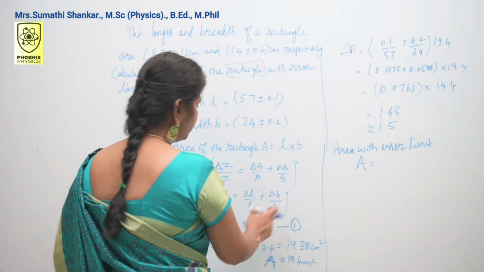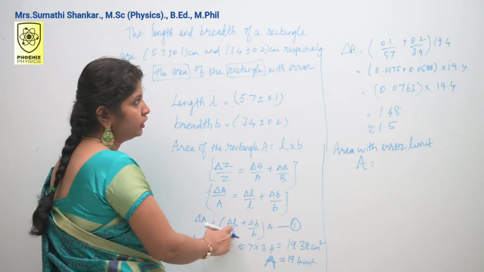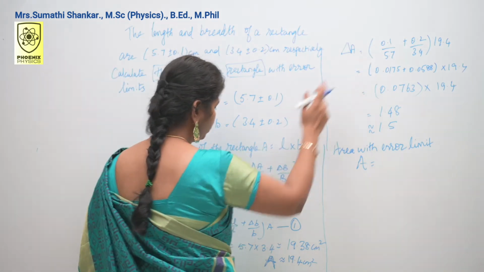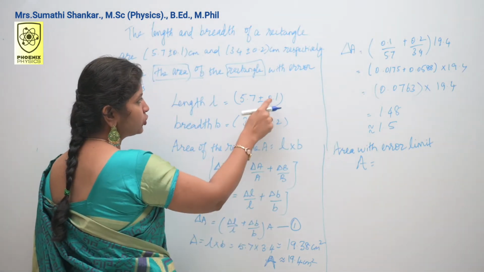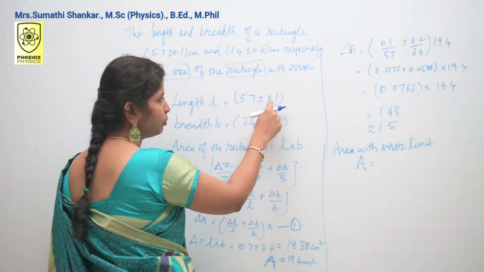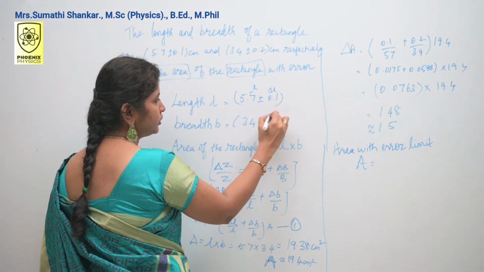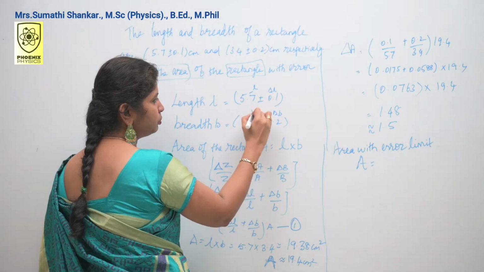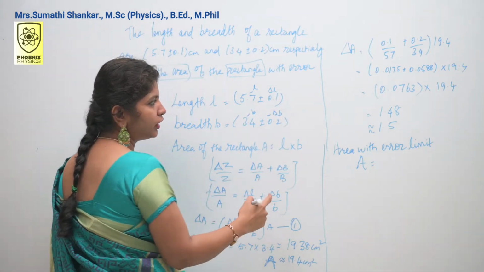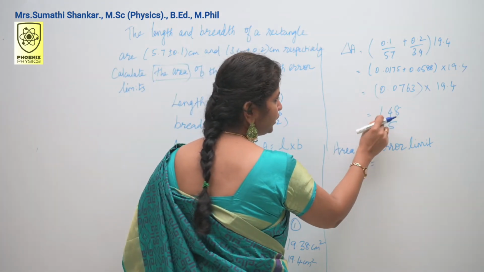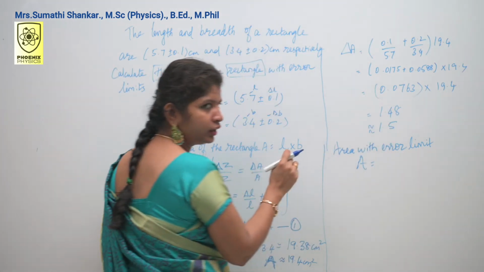Substitute all the values in equation 1. Delta A is equal to, what is our delta L? 0.1 is delta L by L. L value is, this is our delta L and this is L. This is our delta B and this is our B. So substitute all the values, you can get the final answer as 1.48.